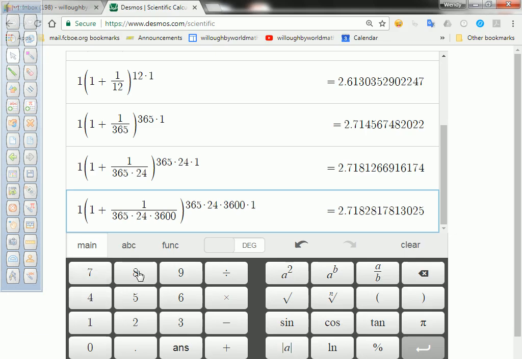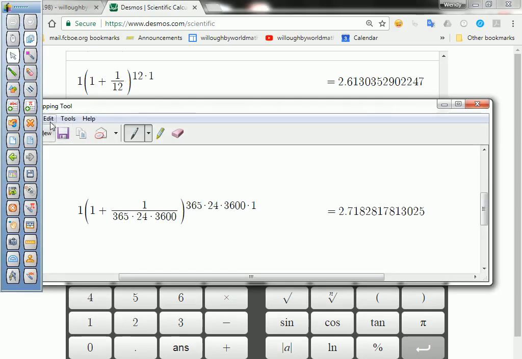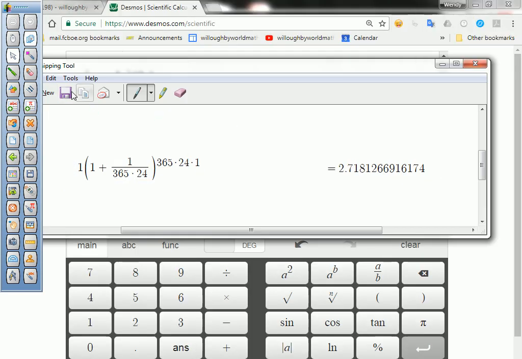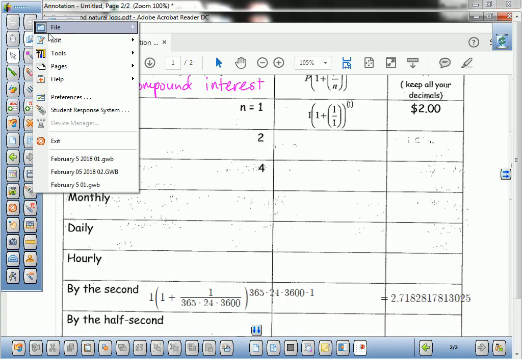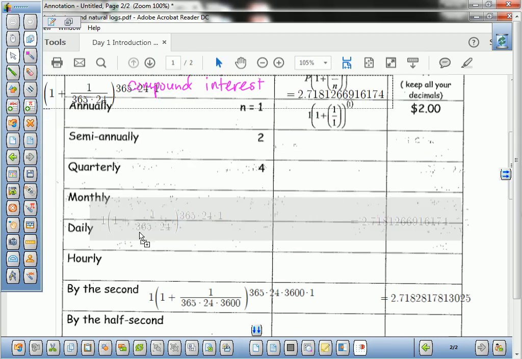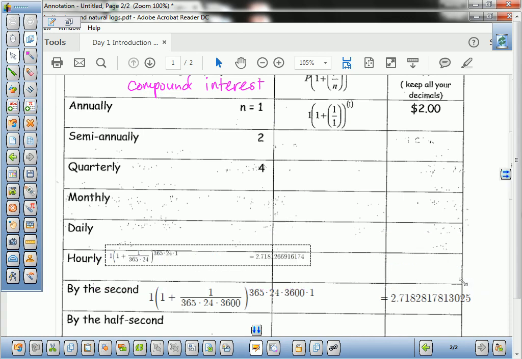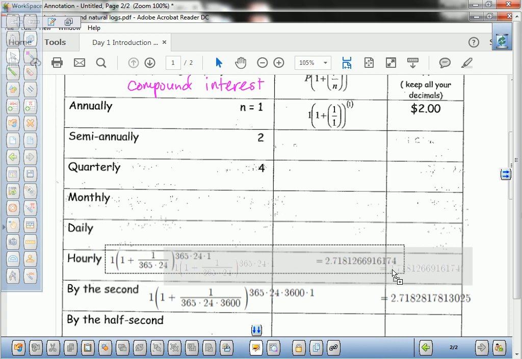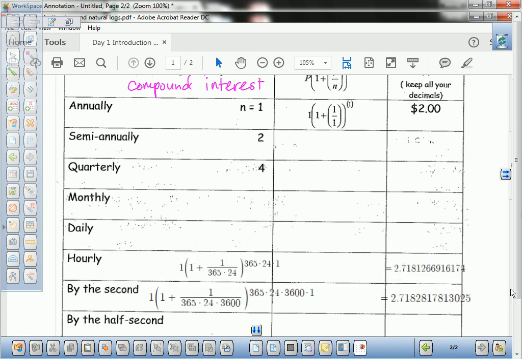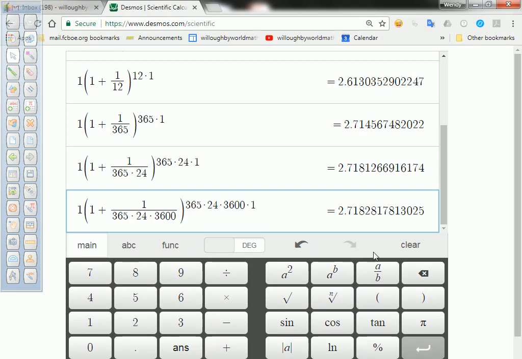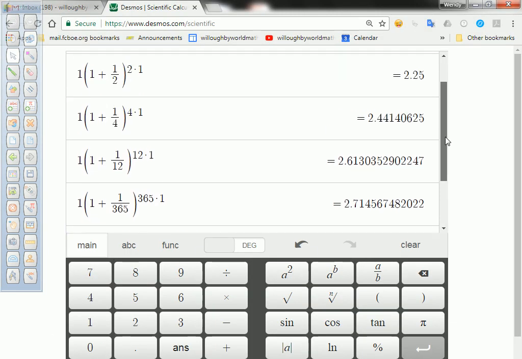We'll go back to our little Desmos. We can steal the previous one. That was just hourly. Slide that in there. All right, now I've got to do by the half second and by the quarter second. This is getting a little ridiculous, but we can do it.